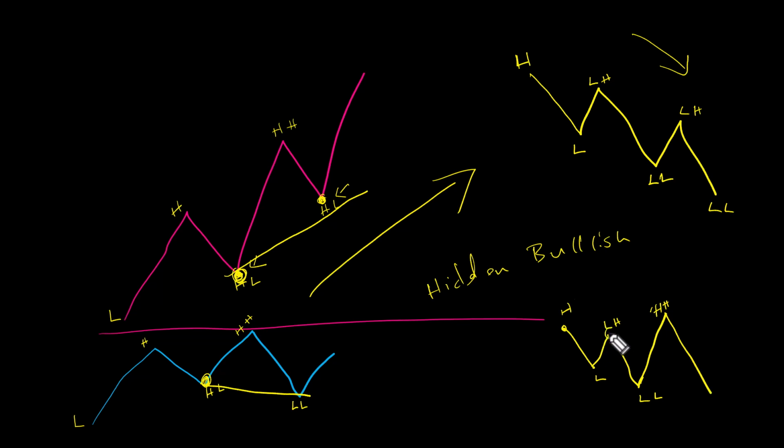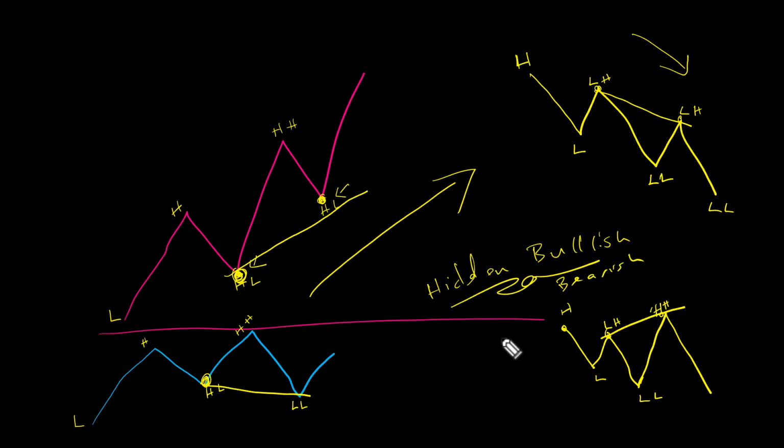So if you connect these 2 points on the oscillator, which form this lower high and this higher high, and you connect these 2 points on the price chart, which forms this lower high and lower high, you would have a downward sloping line on the price chart and an upward sloping line on the RSI or the stochastics oscillator or any of the oscillators that you're using, which is simply showing you a hidden bearish divergence in this case.